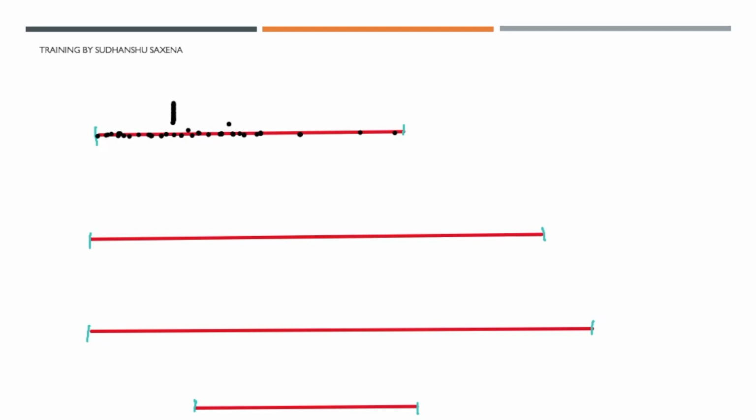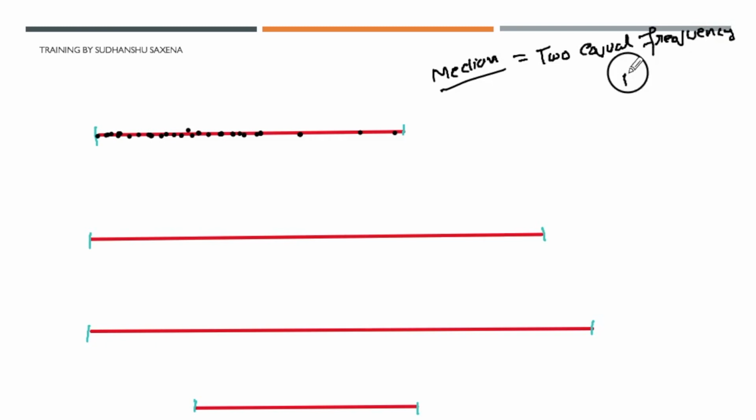But just change your perspective a bit, right? Now instead of finding the median in the data, what if I divide my data? If I divide my data through the median value, my median divides my data into two equal frequency bins, right? Which means the number of elements.